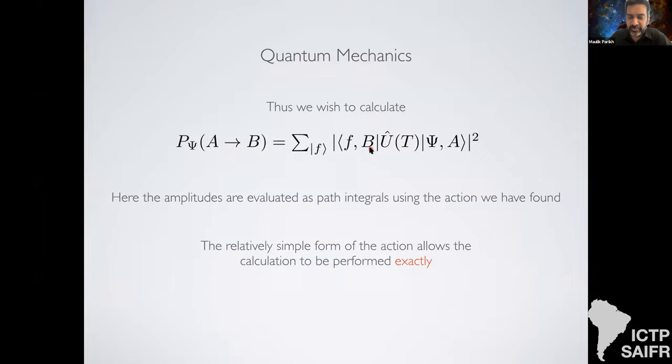And then there's a unitary time evolution operator, which is simply obtained from that action: you take the Legendre transformation to find the Hamiltonian and then you exponentiate that. So that's what we wanna calculate, okay? These amplitudes can be evaluated as path integrals, all right? And because it's a probability, we're going to get a double path integral. And the important thing is we can calculate these path integrals exactly because, at least in this linearized theory, they are quadratic.